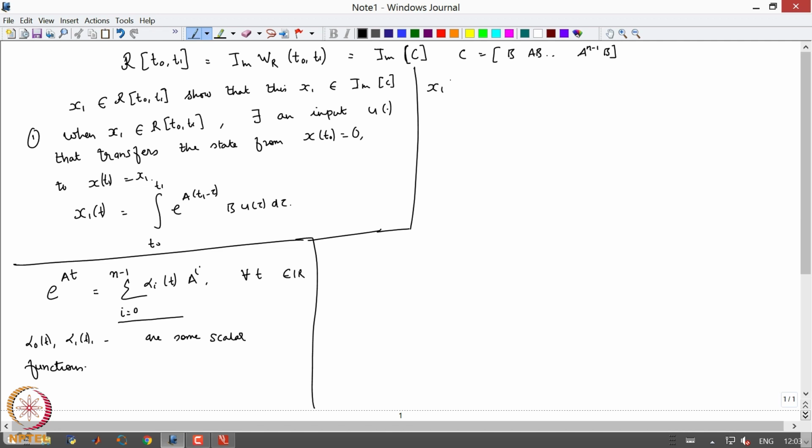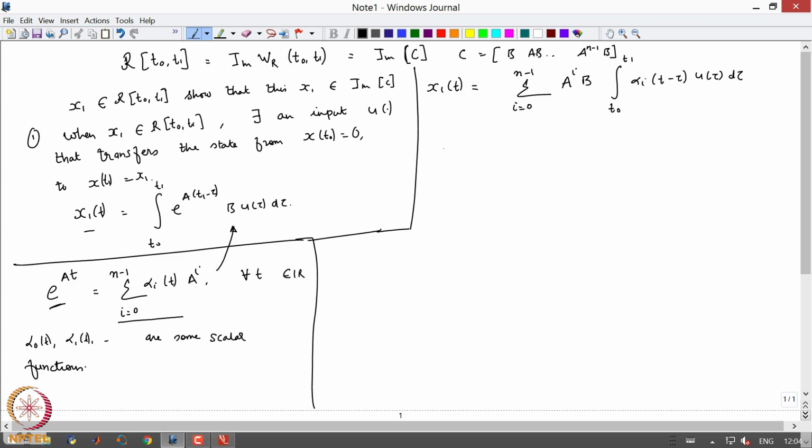Okay. So, I can write x 1 of t as the summation, i equal to 0 to n minus 1, of a power i b with the integral from t 0 to t 1 of alpha i (t 1 minus tau) u of tau d tau. So, this is just by simply substituting this expansion for e power a t into this solution of the equation.